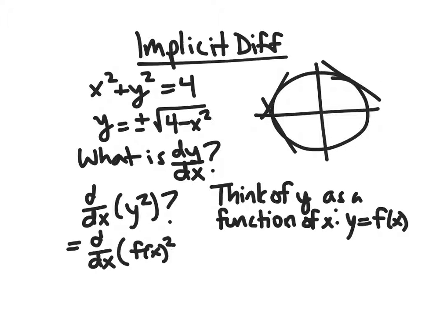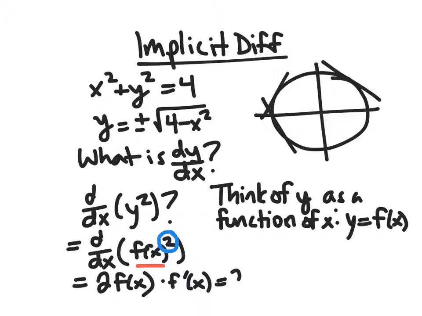Well, this should remind you of the chain rule. f of x is our inside function, and our outside function is squaring. So what do we do to take the derivative with the chain rule? It's derivative of the outside, so u squared goes to 2u, and so this is 2 times f of x, your inside, times derivative of the inside. My inside is f of x, so its derivative is f prime of x. And then remember that f of x is just y, so this is exactly 2y dy dx.